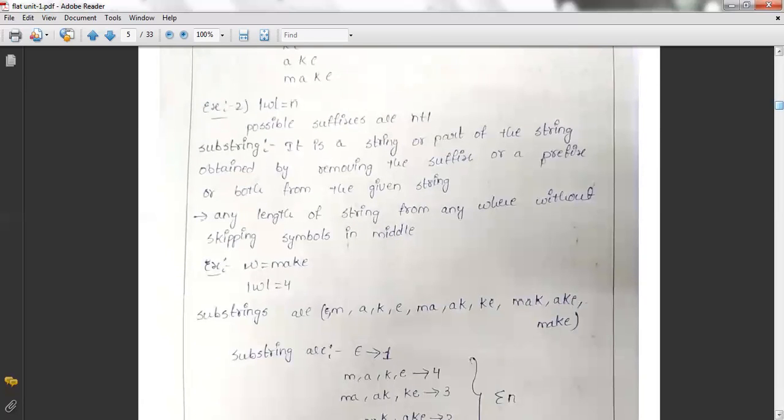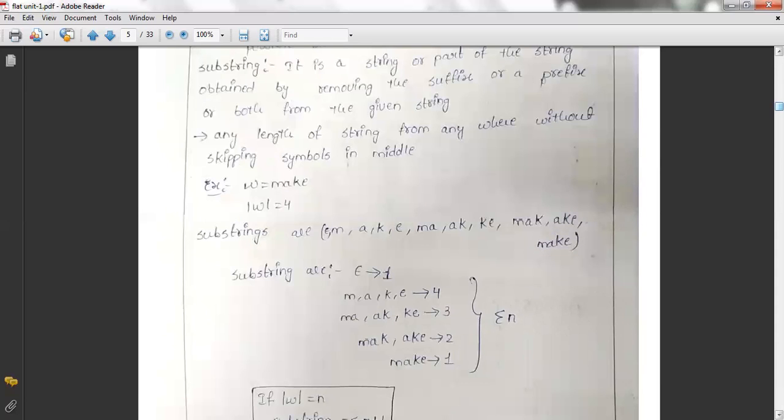Okay. So what is meant by a substring here? It is a string, or the part of the string, which is obtained by the suffixes or the prefixes or both from the given string. Okay. So that may be a suffix or a prefix or both from the given string. So the substring is any length of the string from anywhere without skipping the symbols in the middle. You should not skip the symbols in the middle.